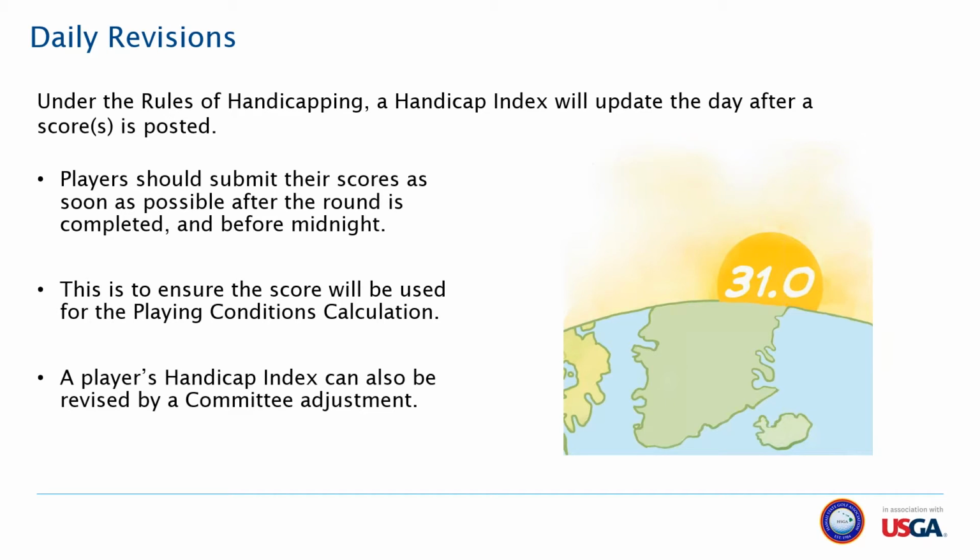So it's not a real-time revision. In other words, if someone plays twice in one day, their handicap index will still only update once on the following day. For any multi-day competitions, the committee can choose to use the handicap index at the start of the competition or use an updated handicap index for each round. If using the same handicap index for the duration of the competition, the scores would still need to be submitted daily.